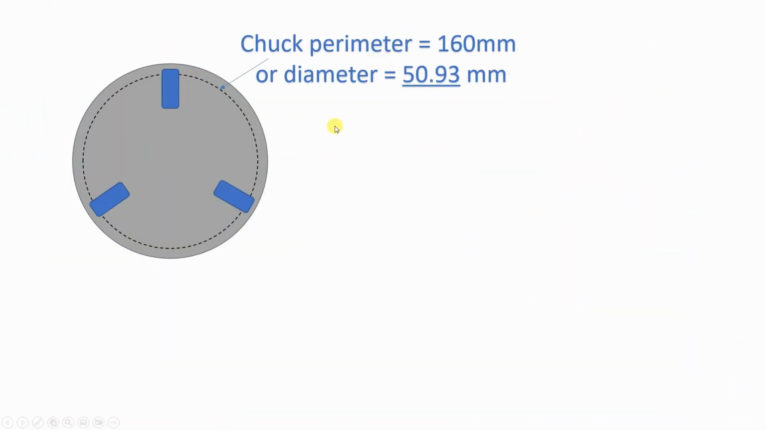I think it is better to explain on this drawing. So this is our rotary chuck, which is attached with some timing belt, and for one rotation it moves 160 millimeters, so this is the perimeter. If I divide this by pi, I will get a diameter of 50.93 millimeters.